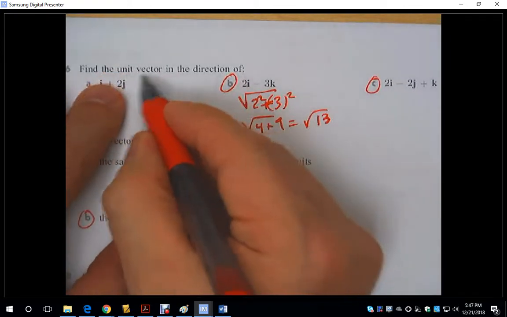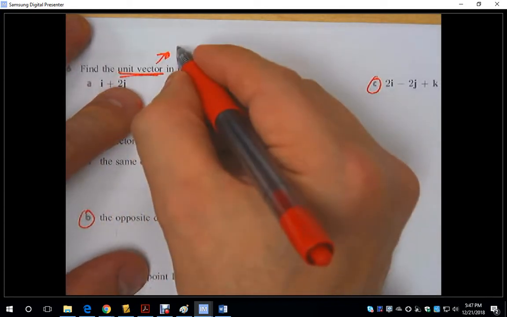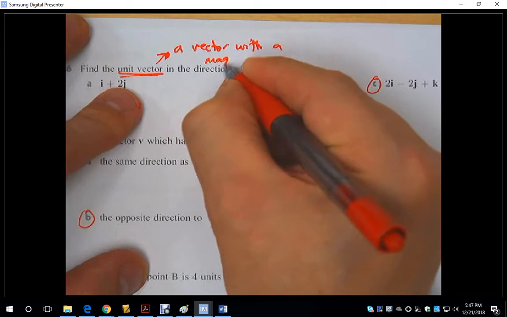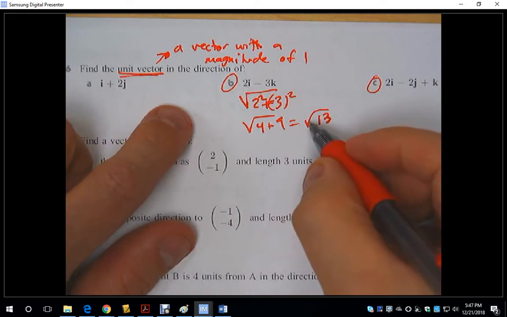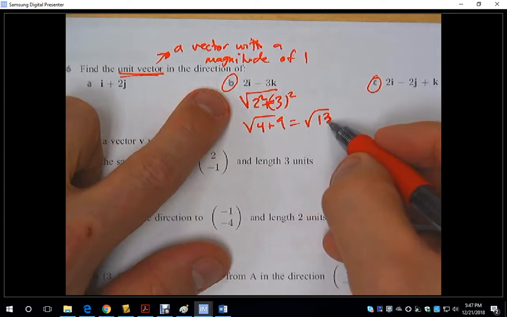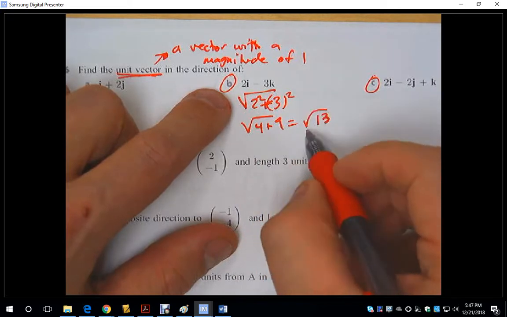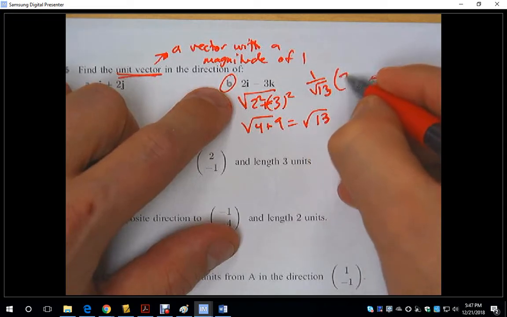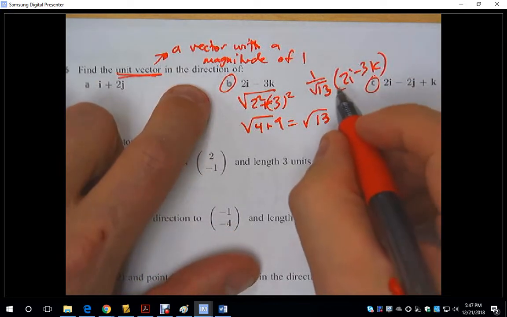And I want a unit vector. A unit vector is a vector with a magnitude of 1. So if I have a magnitude of the square root of 13, what if I divide this vector by the square root of 13? Well, we can't divide in vector space, so we're going to multiply by 1 over the square root of 13. So 1 over the square root of 13 times this 2i minus 3k. This vector now has a magnitude of 1.